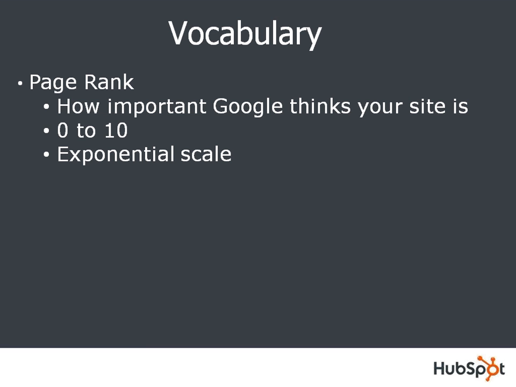It's a 0 to 10 scale, and it's an exponential scale. And that means that roughly going from a 3 to a 4 is 4 times harder. And then going from a 4 to a 5, that's even another 4 times harder. So it gets harder and harder to move up the scale. It's not like a 5 is just a little bit better than a 4. A 5 is actually a lot better than a 4, and a 6 is actually a lot better than a 5. So it gets really, really hard to move up the scale.